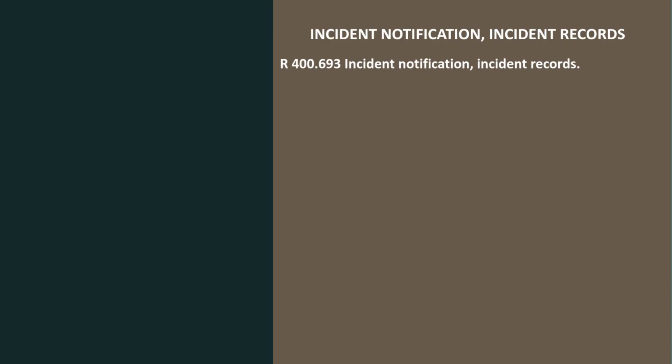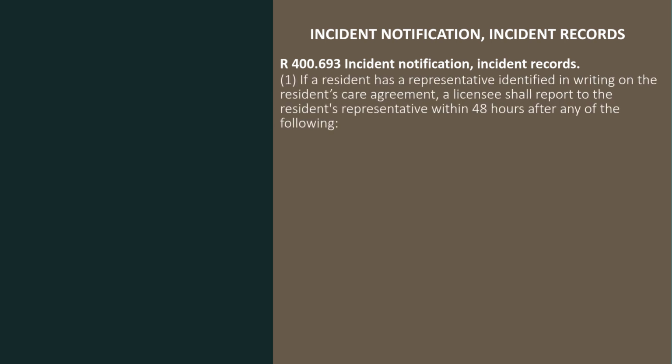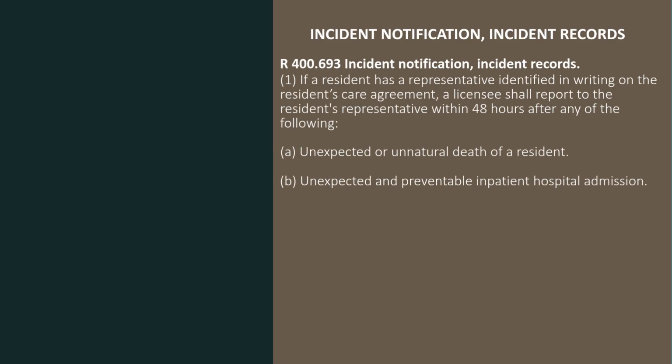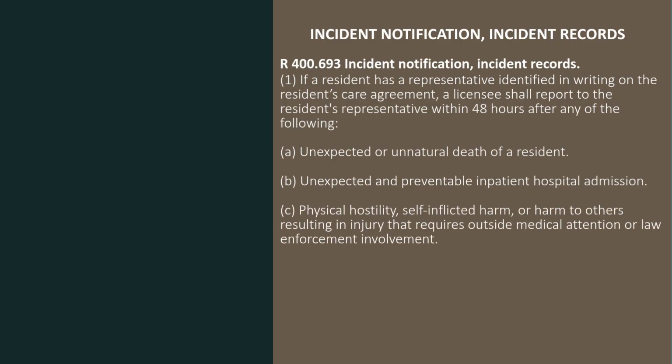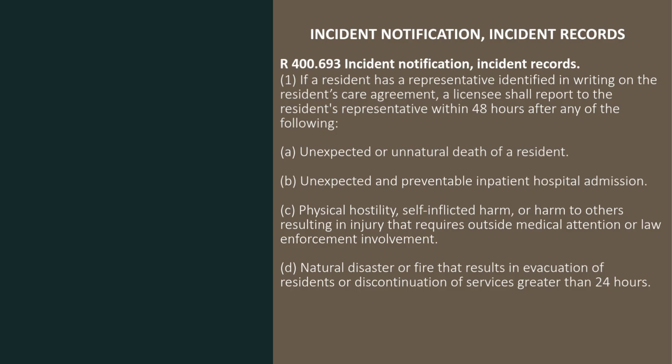Next, let's discuss incident notifications and incident reports. If a resident has a representative identified in writing on the residence care agreement, a licensee shall report to the resident's representative within 48 hours after any of the following: unexpected or unnatural death of a resident, unexpected and preventable inpatient hospital admission, physical hostility, self-inflicted harm, or harm to others resulting in injury that requires outside medical attention or law enforcement involvement, a natural disaster or fire that results in evacuation of residents or discontinuation of services greater than 24 hours, and/or elopement from the facility if the resident's location is unknown.